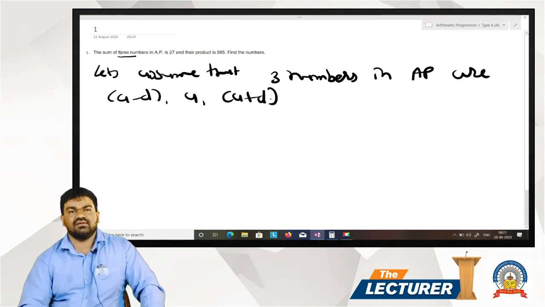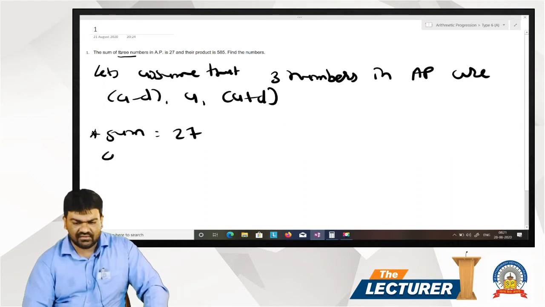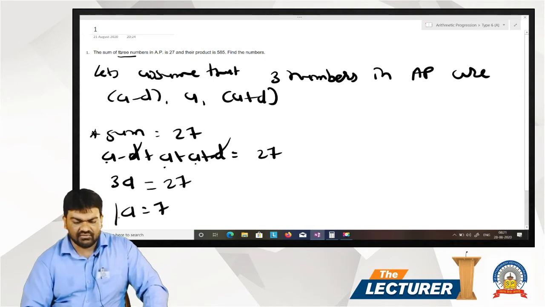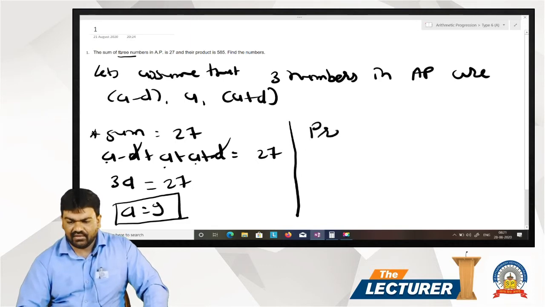Now their sum is equal to 27. Sum of these three, that is A minus D plus A plus A plus D is equal to 27. A plus A plus A, that is 3A. This D is minus, this D is plus, so cancel it. 3A is equal to 27, so A is equal to 9. Now second, their product is 585.